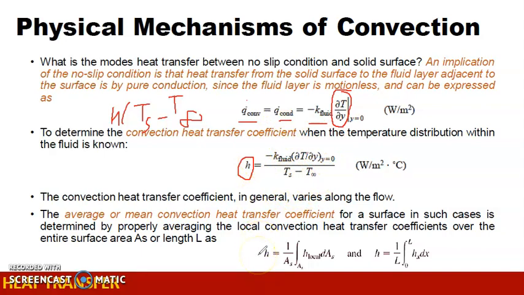How about this equation? This is just the average or the mean convection transfer coefficient for a particular surface. We will not use this much because we will use the derived version of this equation.